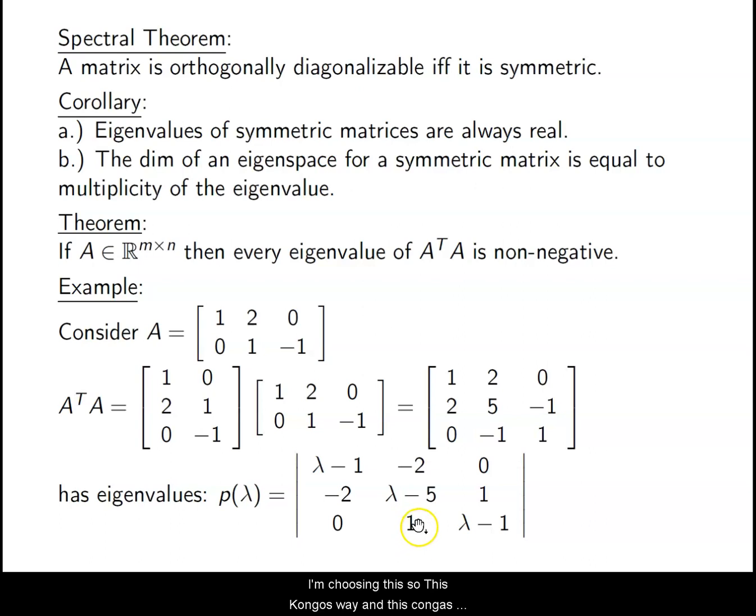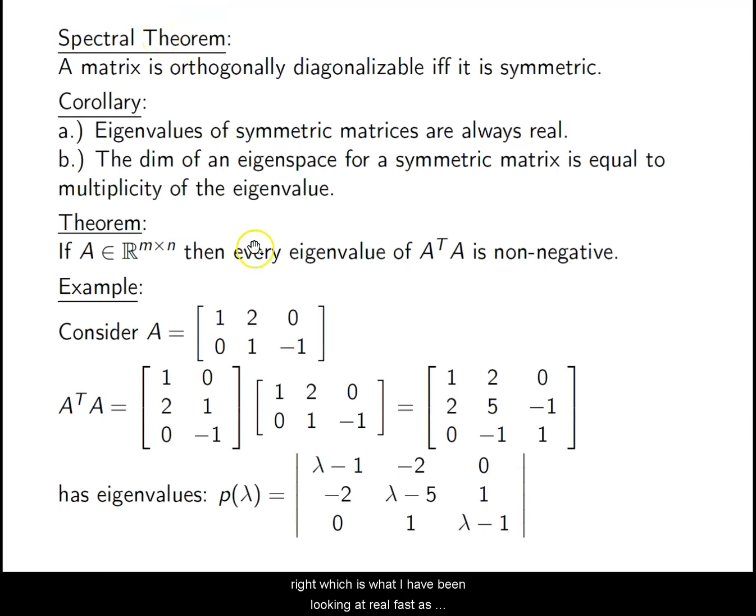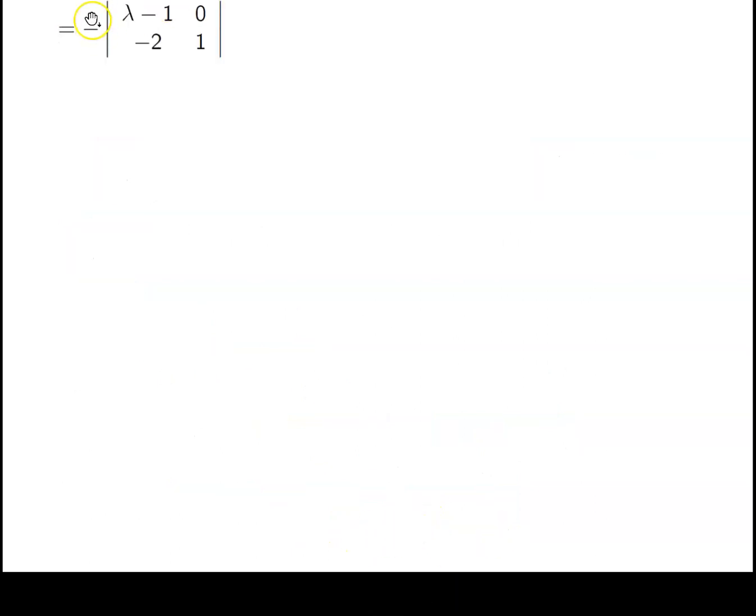So the next one is I'm choosing this. This column goes away and this column goes away, and I'm left with this one, this one, this one, and this one, right? Which is what I have. Remember it goes positive, negative, positive. So this is positive, negative, positive. That's why I have a -1 in front here.